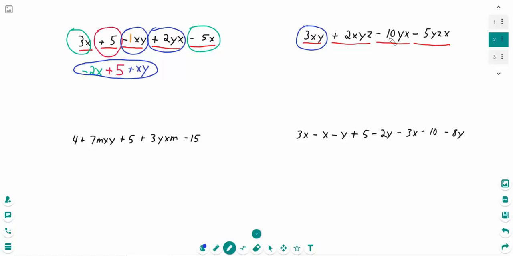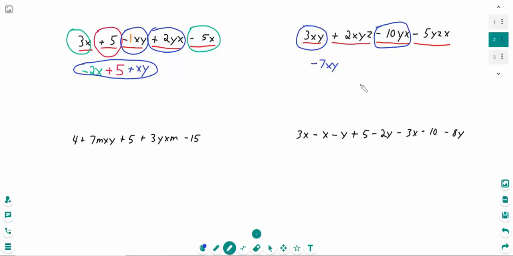Here we have a negative 10yx. Now, again, it's switched around, but x and y and y and x, there is no difference between those two. So these two are definitely like terms. And then this last one, well, we have an xy, but we also have a z, so that's not going to be a like term. So we have two terms that are alike with this 3xy, so we can add those together. So we add the coefficients. 3 plus a negative 10 is going to be a negative 7xy.